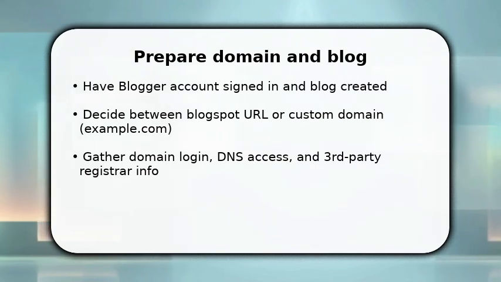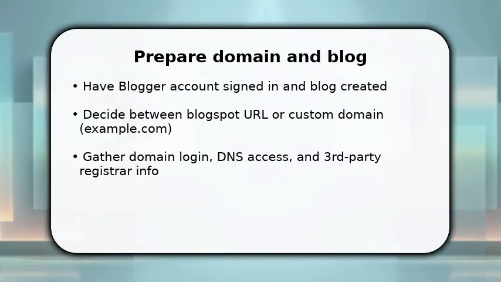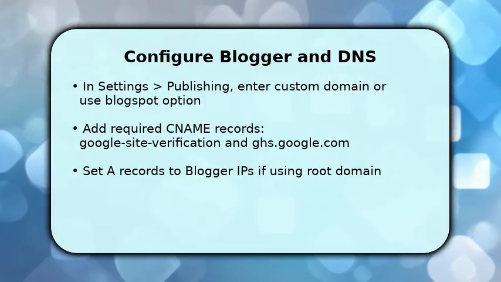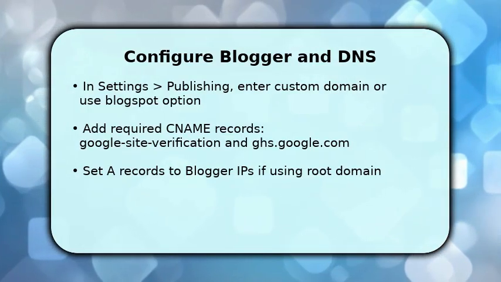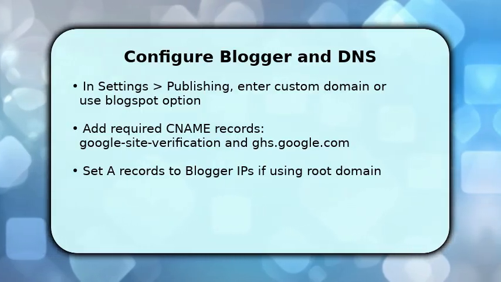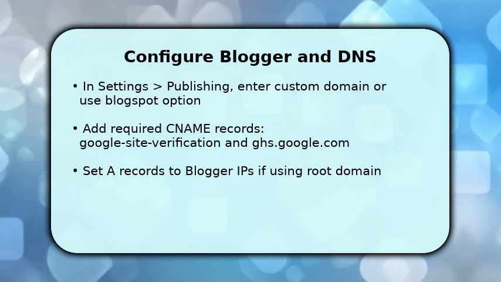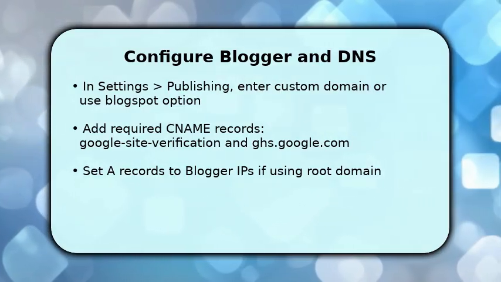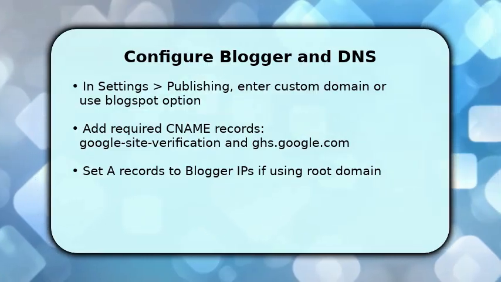Now you map the name to Blogger. In Settings under Publishing, enter your custom domain or confirm the Blogspot address. Blogger will show two CNAME values if you choose Custom. Switch to your registrar and create those CNAME records exactly. If you want the root domain, add the 4 A records Blogger requires. Make sure TTLs are reasonable, then wait for DNS propagation.